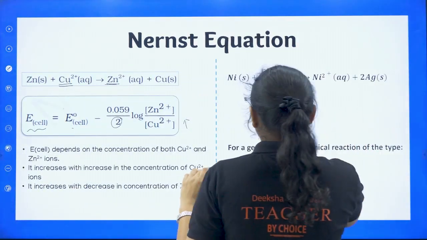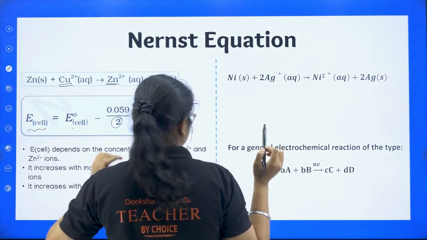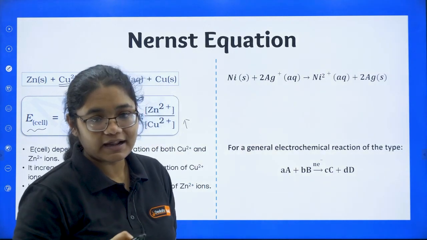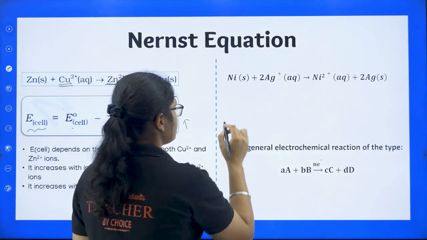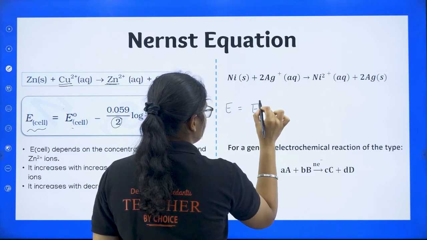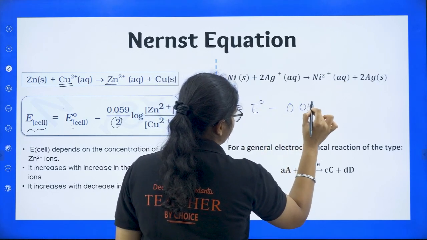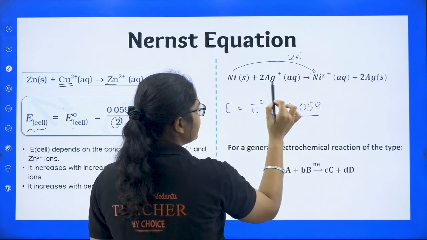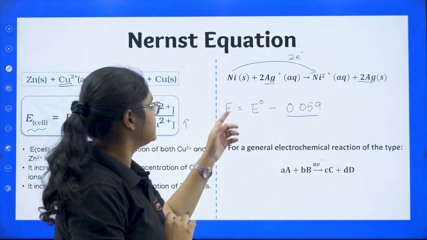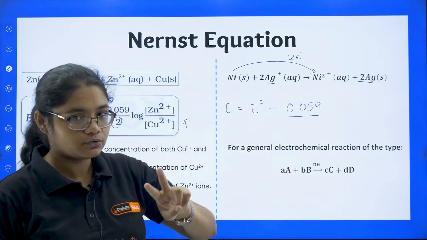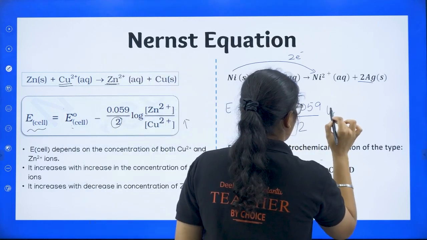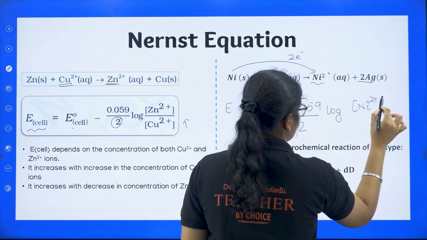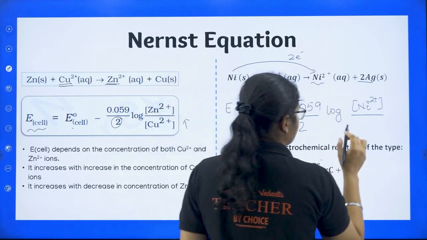So now what we can do is, I will write the Nernst equation for this one exactly. You just have to take product ions divided by reactant ions and the number of electrons involved there. So I can write E of the cell is equal to E naught of the cell minus 0.059 by, here Ni to Ni2 plus, I have 2 electrons. Ag plus to Ag is actually 1 electron, but you can see you have 2 Ag here. So 2 Ag will have 2 electrons, so that is why it is 2, log of product Ni2 plus concentration divided by reactant concentration, that is Ag plus.